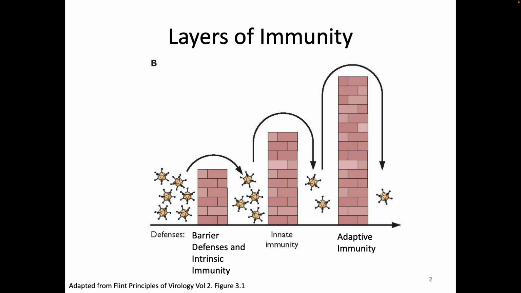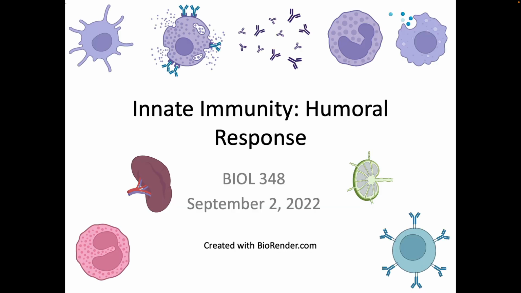So I mentioned to you last time that we can divide up the immune system into lots of different categories, particularly these different layers of immunity: the barrier defenses, the innate immune response, or the adaptive immune response. And for today and for next week, we're really going to be zooming in on innate immunity. We can do other types of divisions to classify different aspects of the immune system as well. And the aspect of the innate immune system that we're going to talk about today, here you can see I listed as the humoral response.